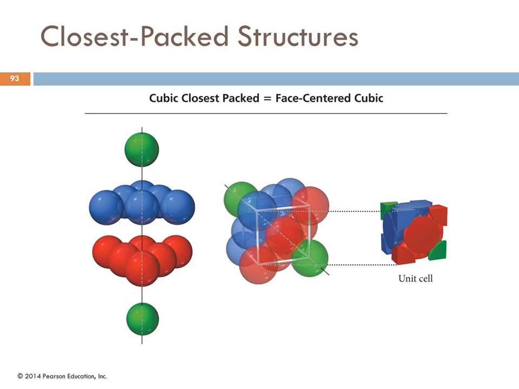Pardon me? Yeah, the corners are still an eighth. Each of these on the corner is an eighth, and then we've got halves around the side, and so there's a total of 8 atoms in that cell.